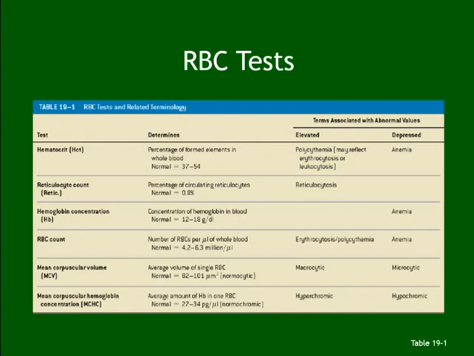So these are the different tests that we can do. We can do hematocrit, reticulocyte count. I just talked about this. Hemoglobin concentration should be between 12 and 14. RBC count. So this is summarizing the numbers. These are the most important things, these numbers to remember: hematocrit, hemoglobin concentration, and the count.